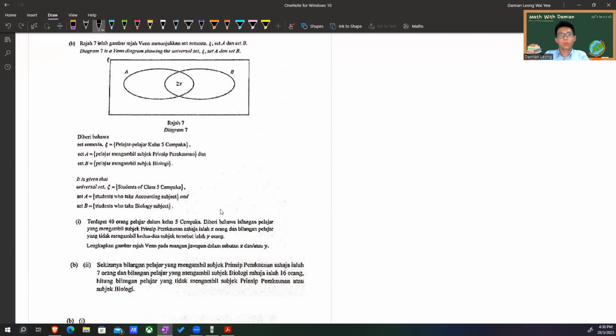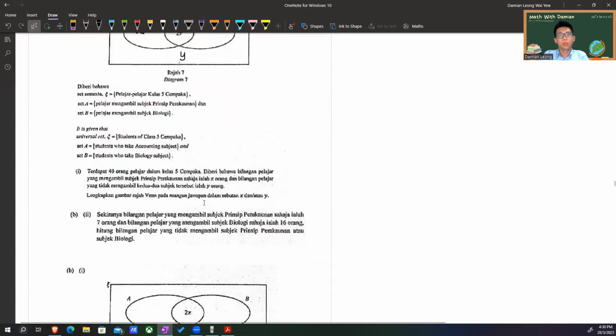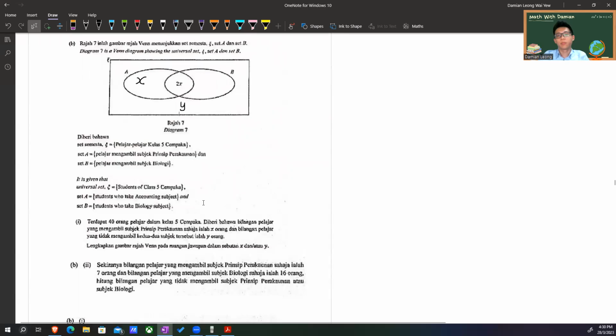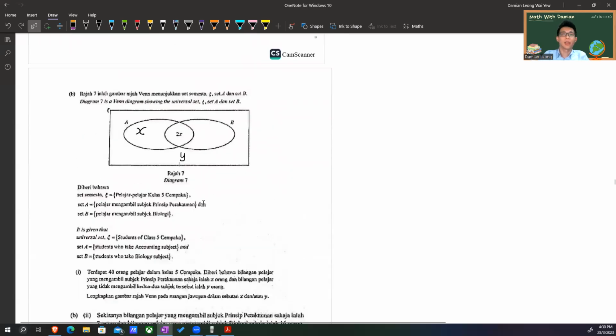So I'm given those who take accounts only is X. Accounts only is X, means this part is X. And number of students who don't take both is Y. So here is Y. Okay. So fill in the Venn diagram in terms of X and Y.